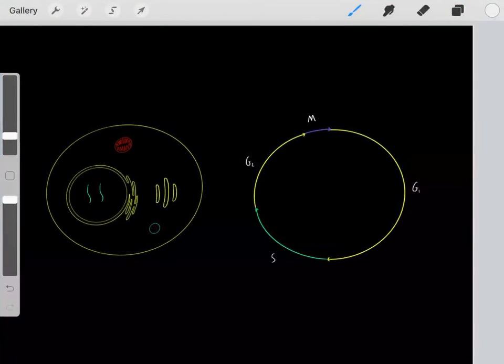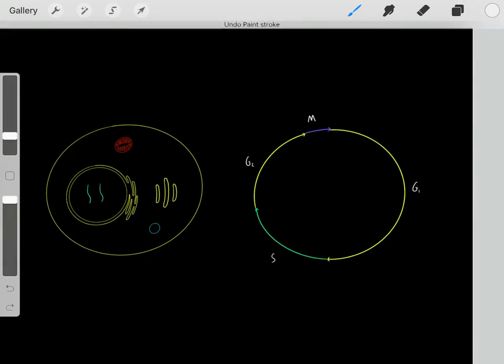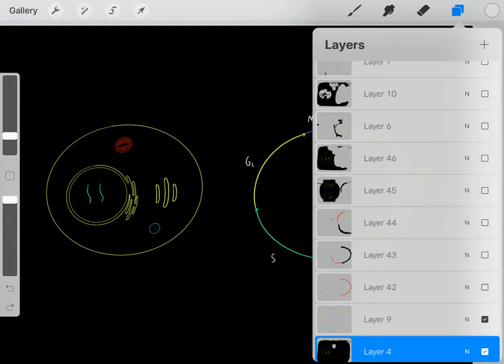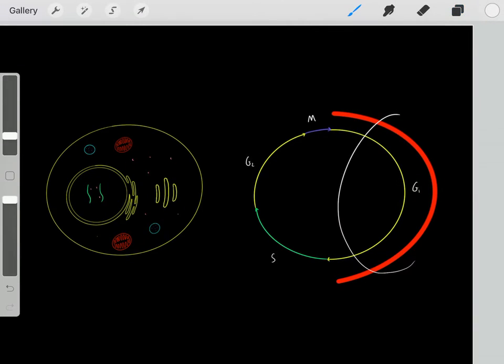So all mitotic cells in your body are in the cell cycle. And this cell cycle is made out of 4 phases. So first, the cell enters the G1 phase, the G1 phase of the cell cycle.